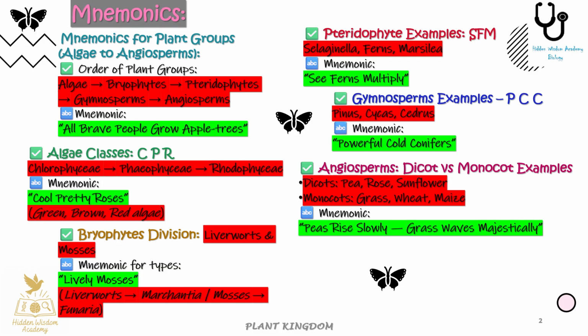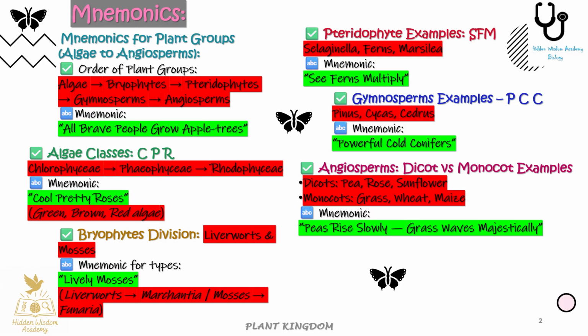Mnemonic: lively mosses. Pteridophyte examples. Remember S, F, M: Selaginella, ferns, Marsilea. Mnemonic: sea ferns multiply. Gymnosperms include Pinus, Cycas, Cedrus. Mnemonic: powerful cold conifers. Angiosperms are of two types: dicots and monocots.